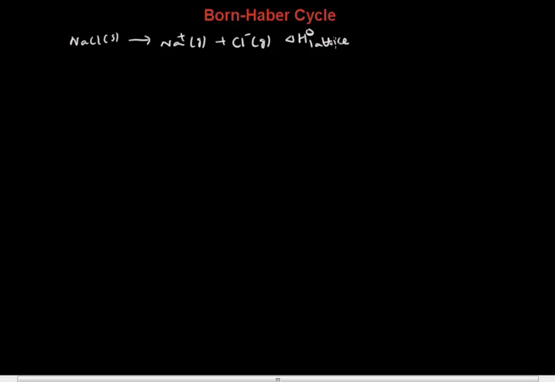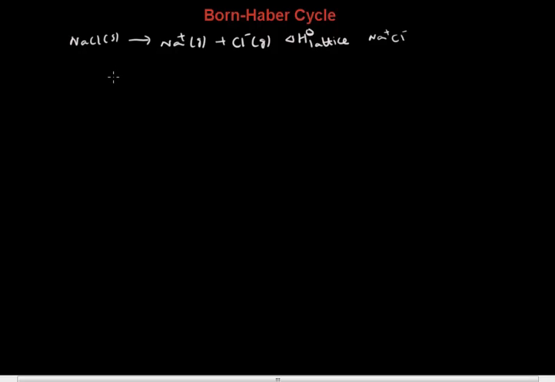And this is difficult to measure directly. Why is that? Because as soon as the compound dissociates, these ions form ionic pairs. So they're not truly separated at an infinite distance. They come together to form ionic pairs. So it is difficult to measure this lattice enthalpy directly.